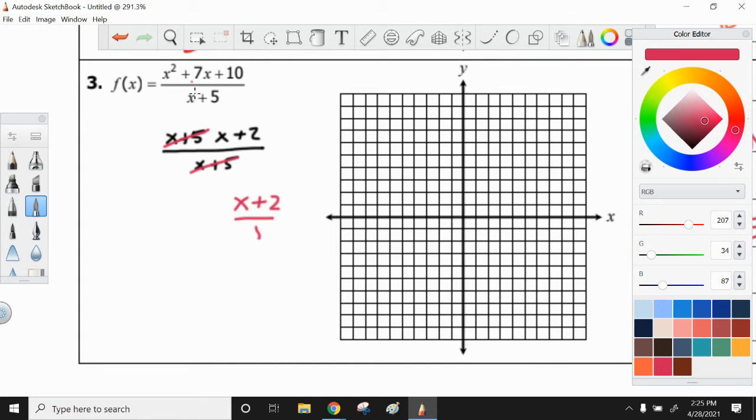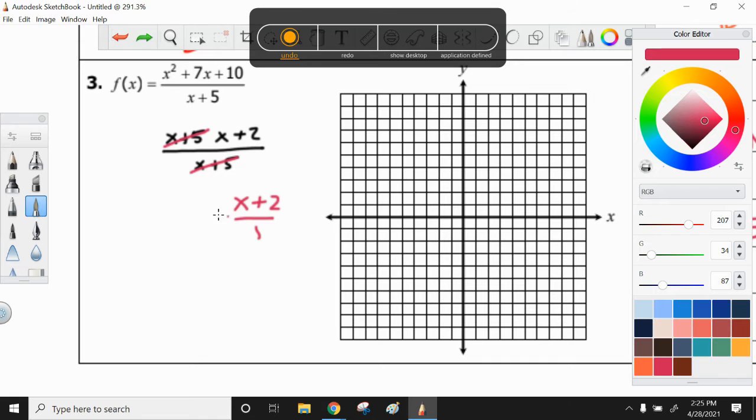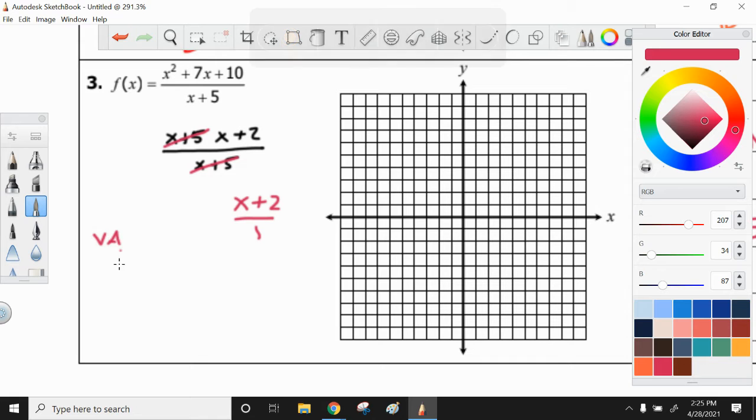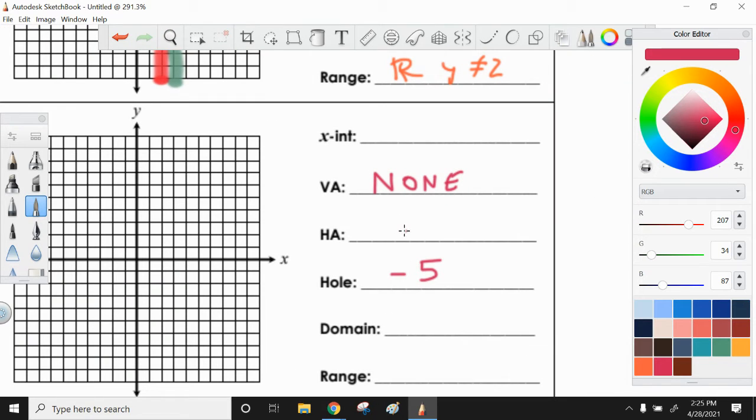I need to compare my degrees, 2 over 1. So my top is bigger. And what happens for your horizontal asymptote? Top bigger? None. And so I'm actually going to end up with no asymptotes on this question, which is definitely different from what we saw in the notes.